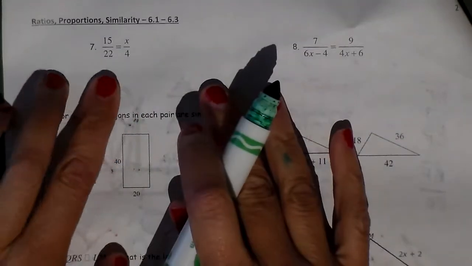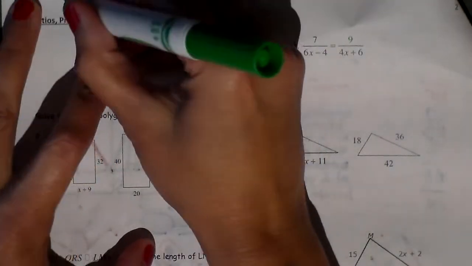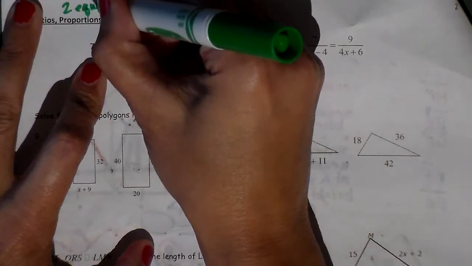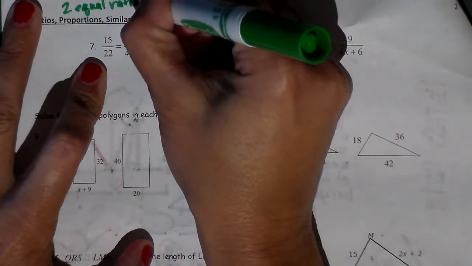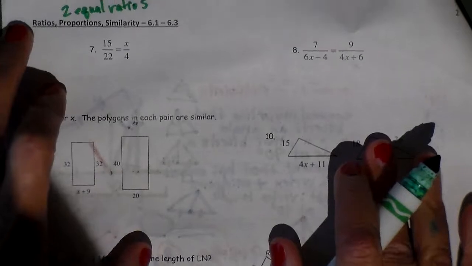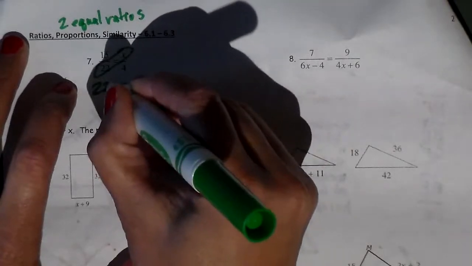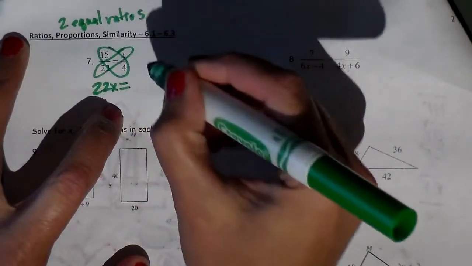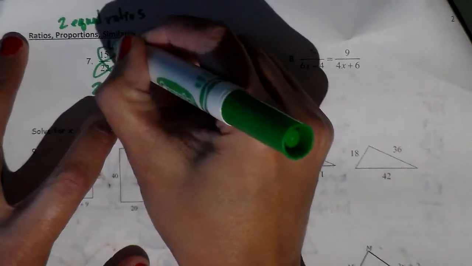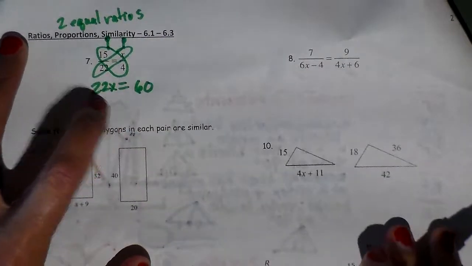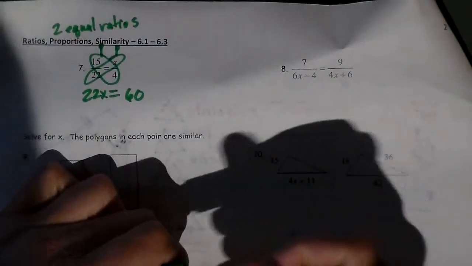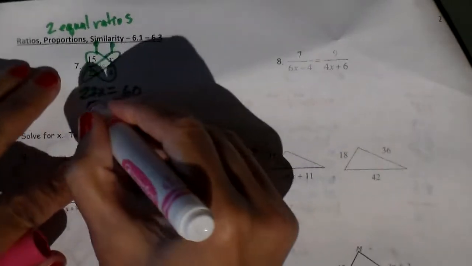So when you solve a proportion, which is two equal ratios, you cross multiply. So I'm going to cross multiply. I have 22 times x, which is 22x, and 15 times 4, which is 60. Remember my little goofy thing, cross multiply, make your butterfly. So then we're going to throw the paper on the floor because that's how I roll. And I'm going to divide both sides by 22.